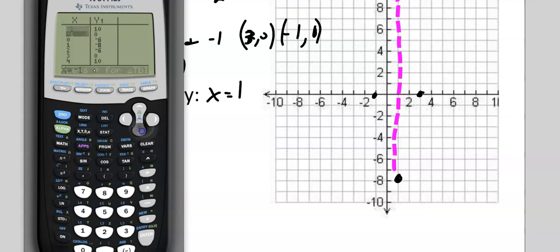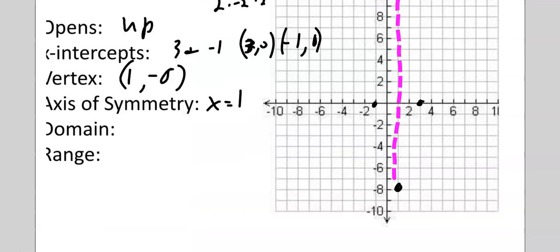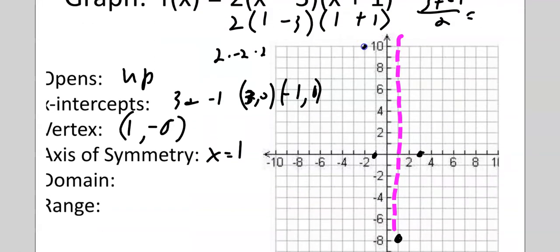And look, here is our vertex right there at 1, negative 8. Here are our two roots, negative 1, 0, and 3, 0. And then we can get other points like negative 2 and 4, 10. So negative 2, 10, and 4, 10. And that gives us enough dots to make a decently shaped parabola.